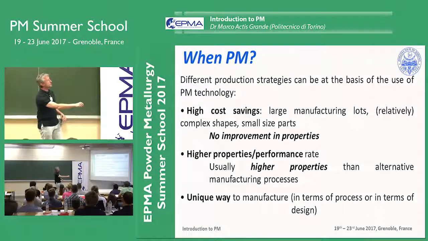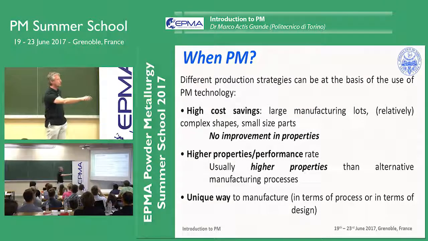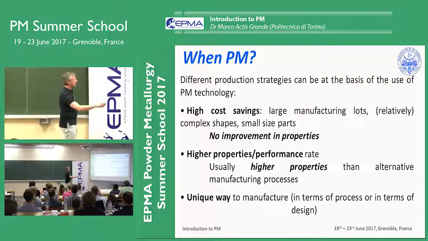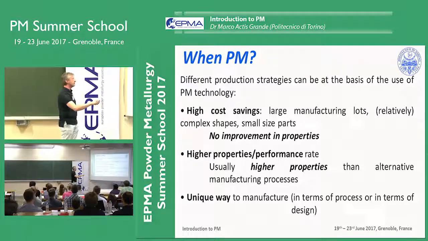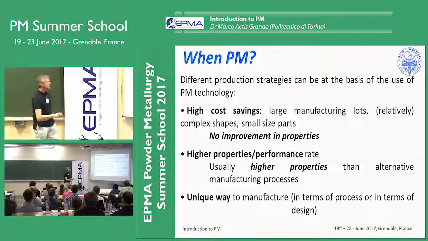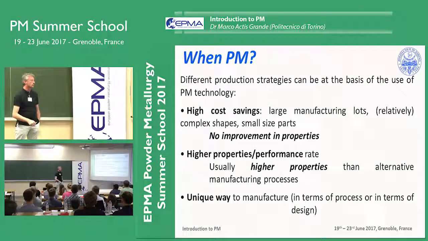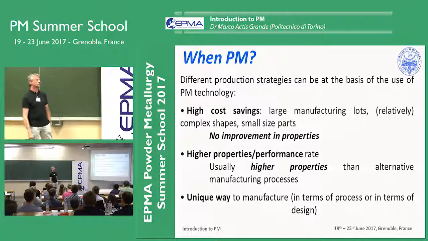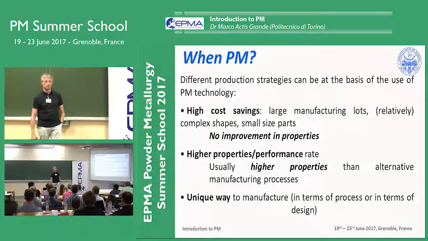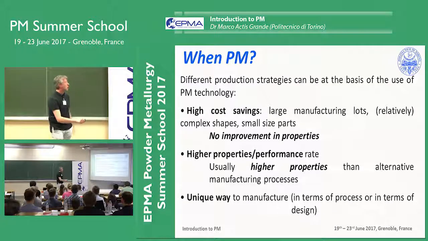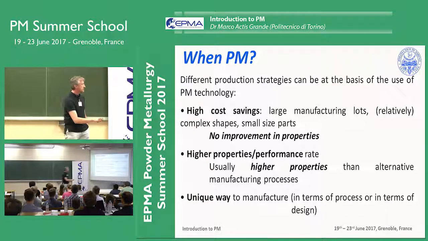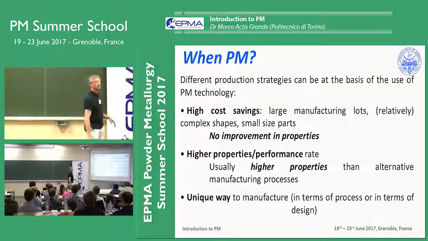Then there is another point when to use PM. That's to say, when we do have a high properties to performance rate. Usually, in this case, we have higher properties than any alternative manufacturing process. And last but not least, when PM is the unique way to manufacture. What is the mean of unique?